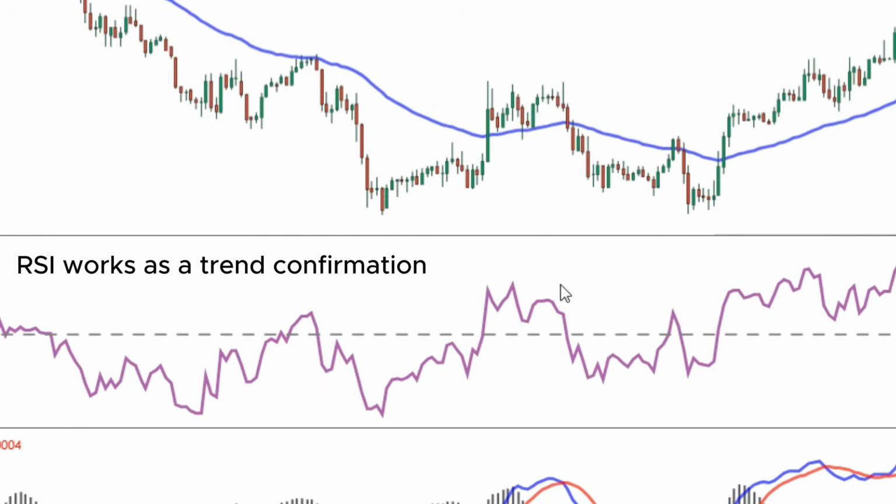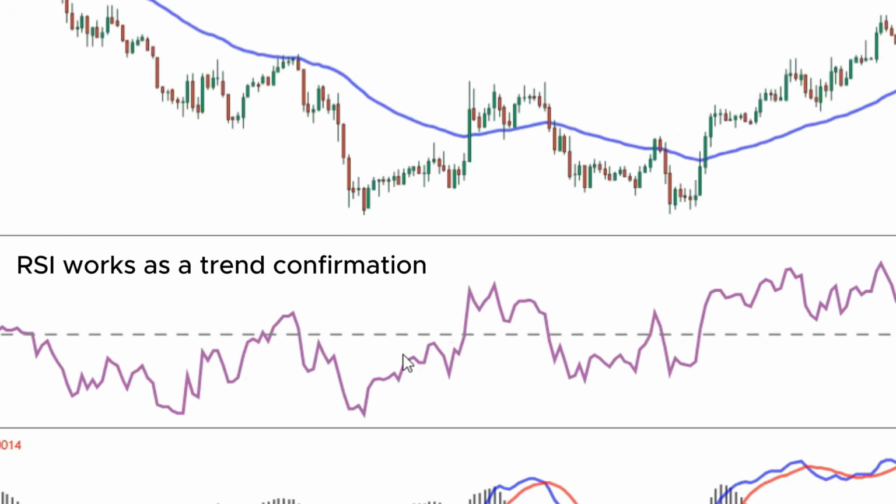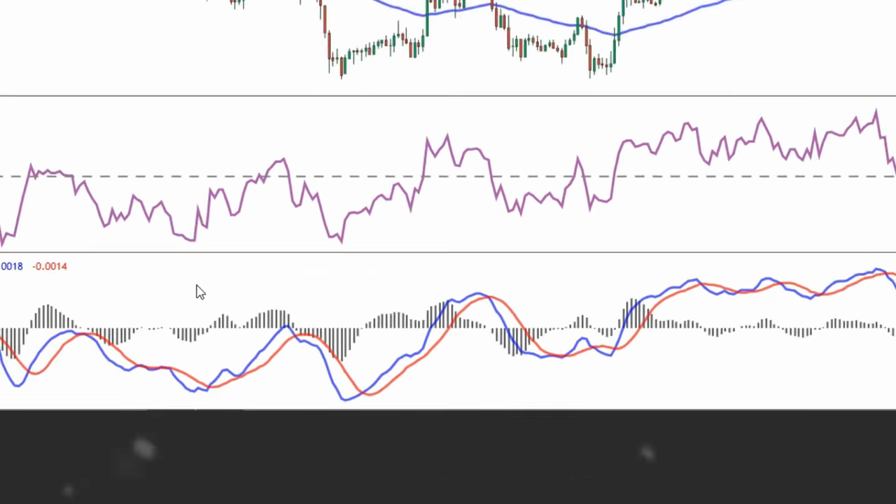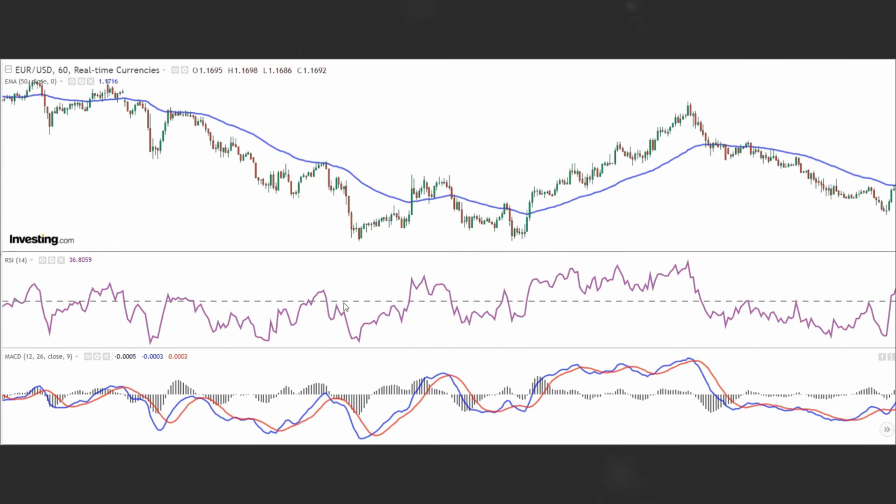RSI, the relative strength index, works as a trend confirmation. If RSI confirms that the trend is bullish, we only look for buy signals. If RSI confirms that the trend is bearish, we only look for sell signals. MACD, which stands for Moving Average Convergence Divergence, helps us spot the exact moments to enter or exit trades by looking at crossovers.